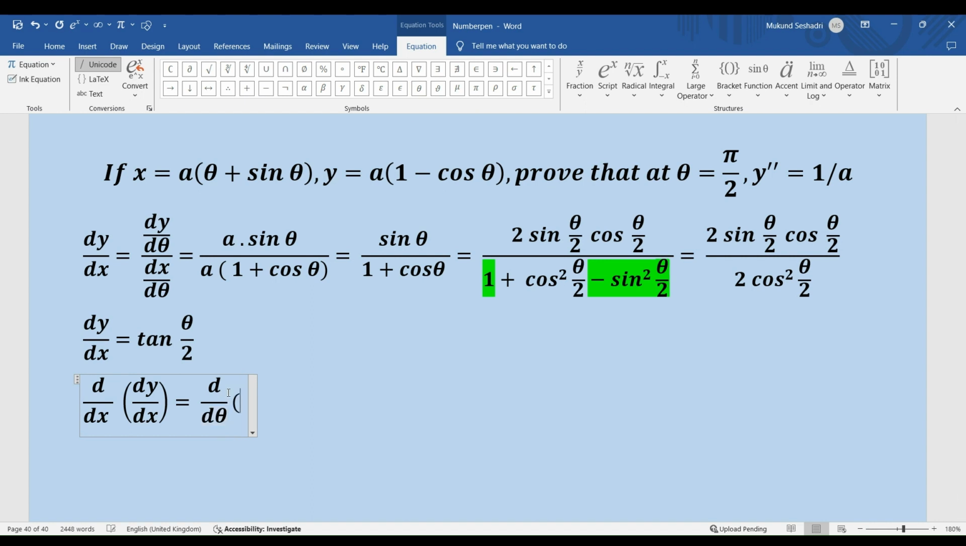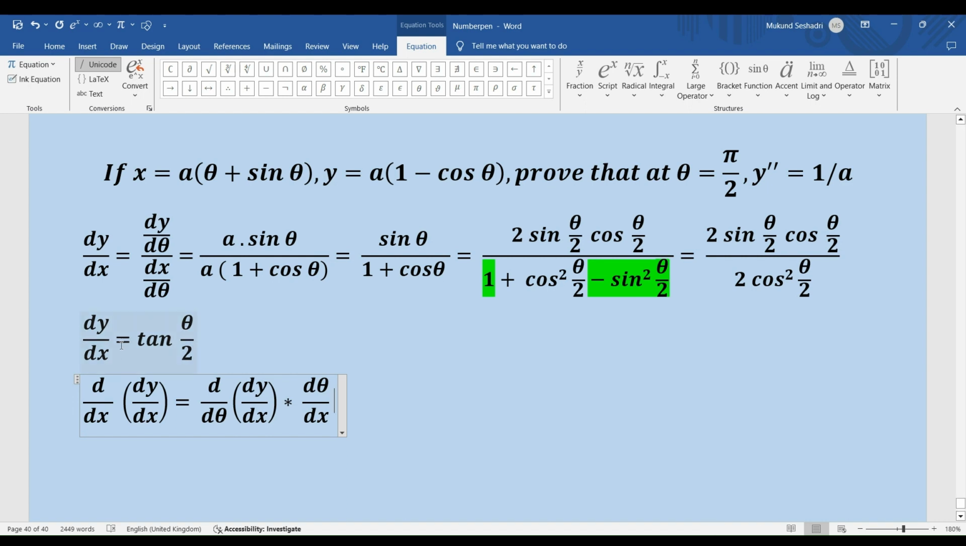Watch me closely, folks. Of dy by dx into d theta by dx, right? And I hope you folks are with me, right? So in all these problems, I know that there will be a tendency to get confused when we are doing second derivatives. But do not get confused.